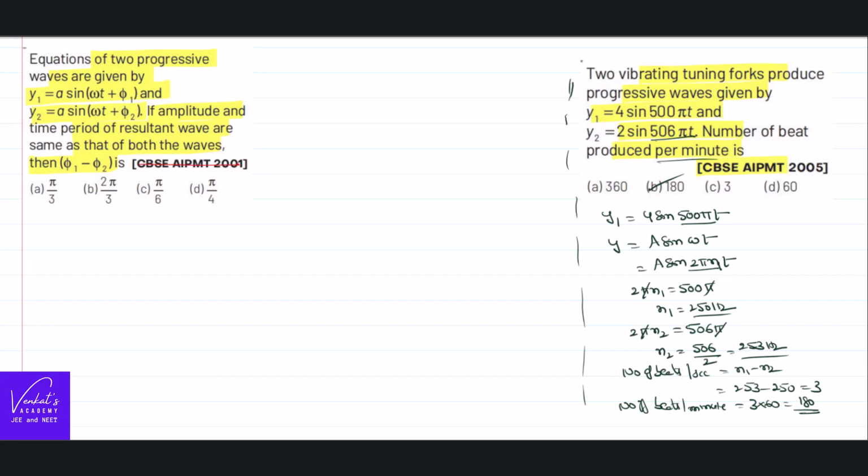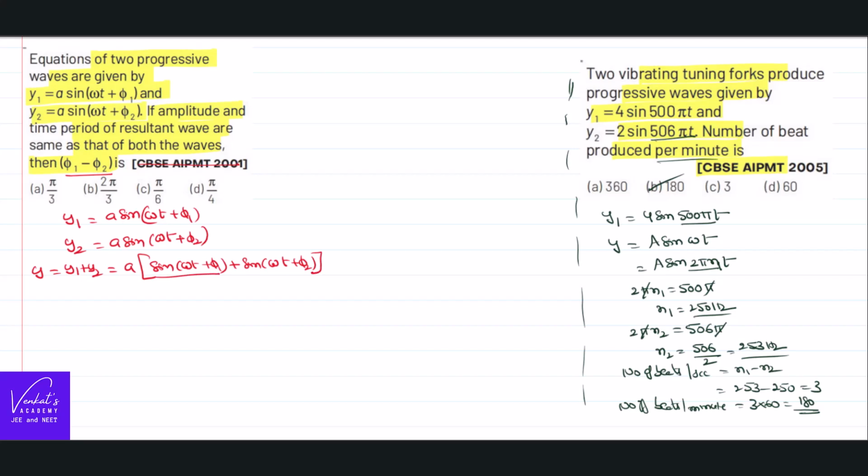So it was given that y1 equal to a sin omega t plus phi1, y2 equal to a sin omega t plus phi2. When they are combined together, for equations of two progressive waves, if you want phi1 minus phi2, I have to add both of them. y equal to y1 plus y2, that is, a is common, sin omega t plus phi1 plus sin omega t plus phi2.